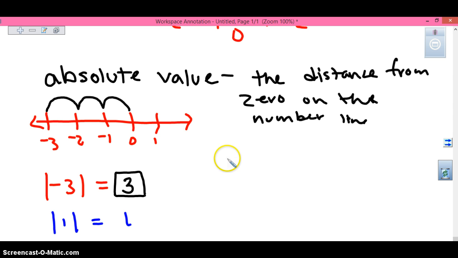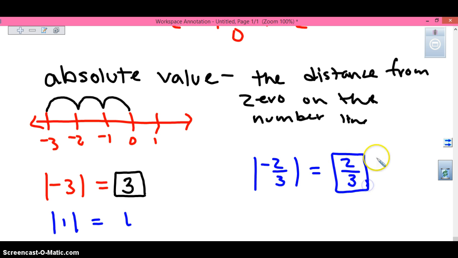What would be the absolute value of negative 2/3? Positive 2/3. So absolute value is always written as a positive because absolute value measures the distance from 0. So what would be the absolute value of half? Half.